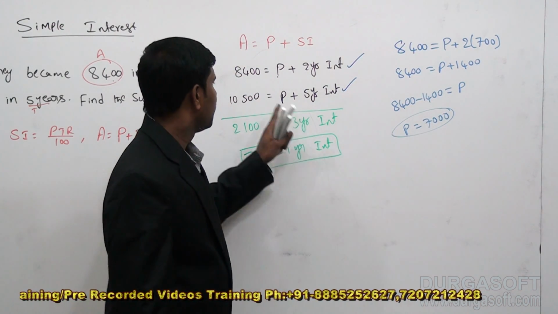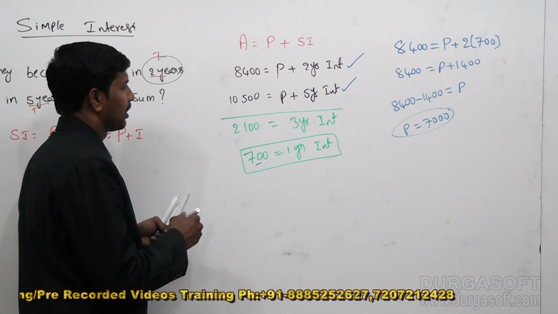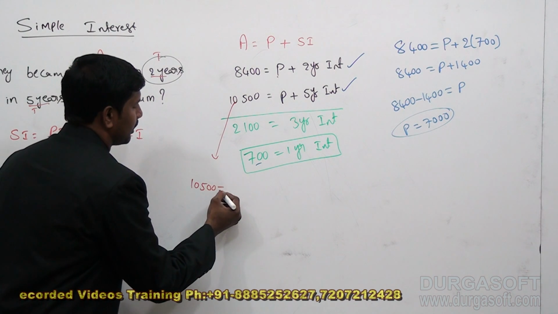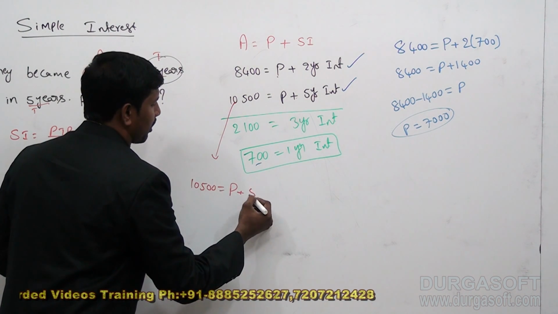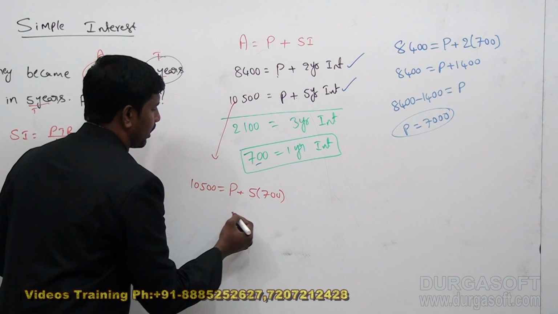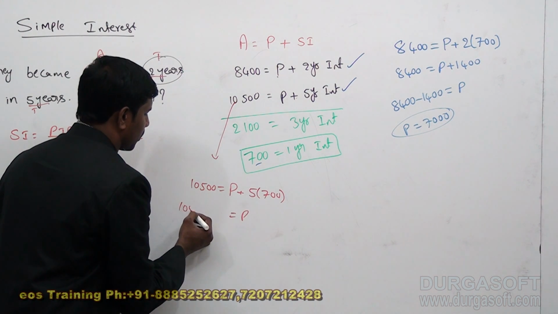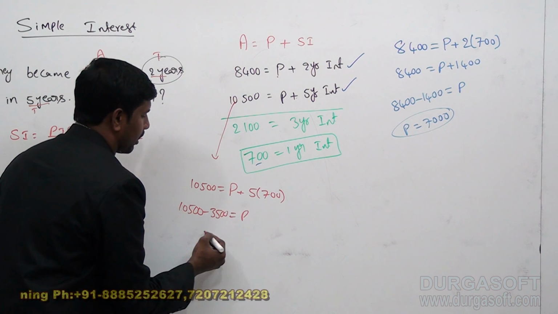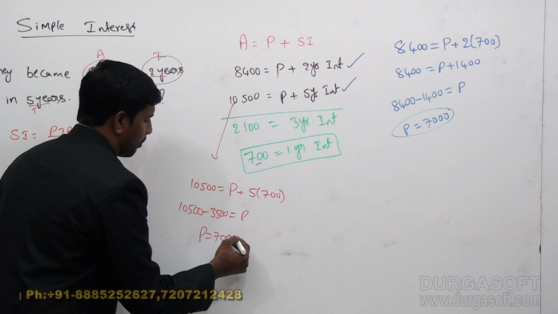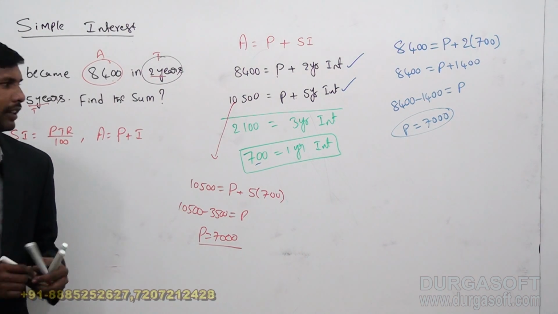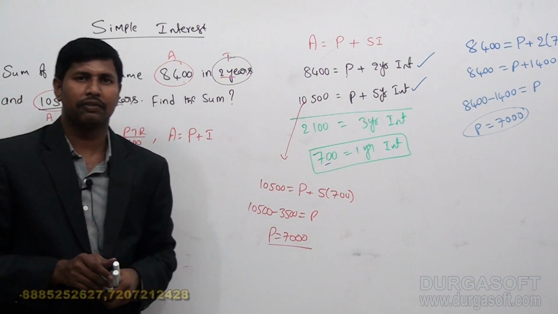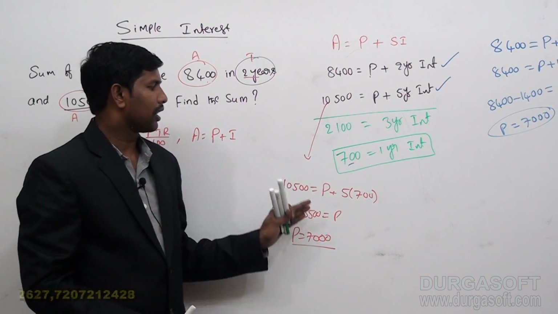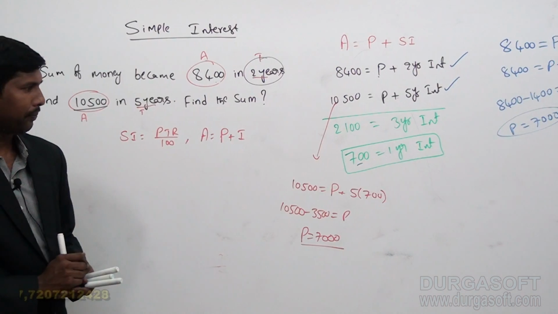If you want, you can use the other equation also. Even though you are taking the second equation, 10,500 is equal to principal plus 5 years of interest, which is 5 times 700. So from this principal amount is equal to 10,500 minus 5 times 700, which is 3,500. From this you are getting the principal amount as same. Whether you take the first equation or the second equation, you are getting the same answer. So in this way you can calculate easily.